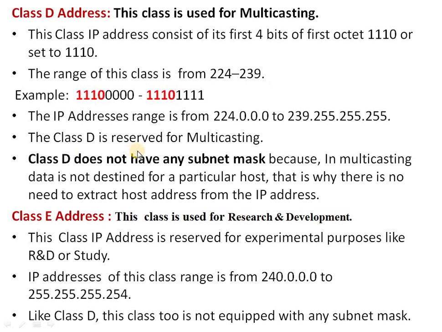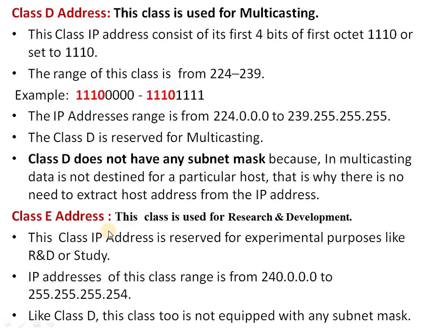Now this class is reserved for multicasting, and this class does not have any subnet mask, because in multicasting data is not destined for a particular host. That is the concept of multicast: it is not a single particular node. That's why there is no need to extract the host address from the IP address.